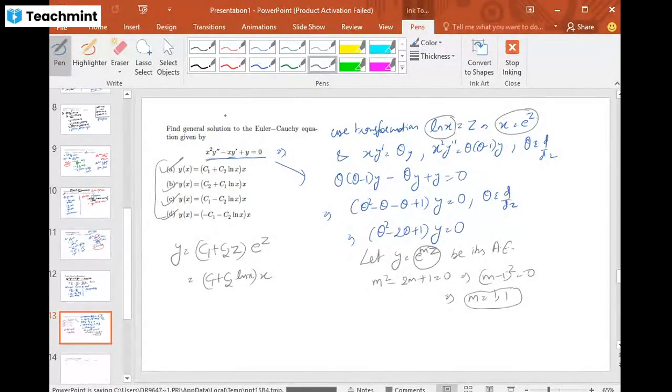Sometimes the constant is given as minus c2. Minus c2 means it is again plus c2 only, because c2 is an arbitrary constant. It may be positive, it may be negative. It doesn't matter. So in general, we used to write in a positive form, but when we are given the options, you need to cross check whether it is given with a positive sign or negative sign. Both ways, the answer can be written.